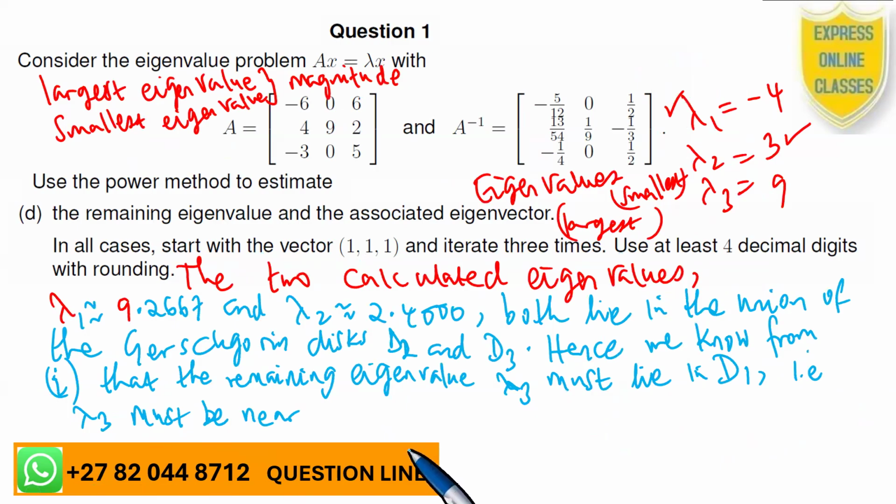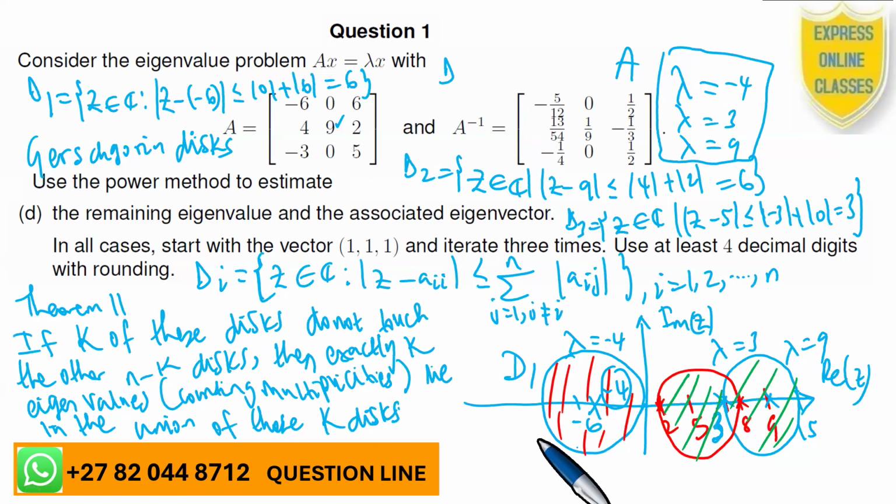And that is to say, lambda 3 must be near minus 6. Lambda 3 must be near minus 6. Okay, because why minus 6? Minus 6 is the center. So it must be close to minus 6, the center of these disks, or of the disk 1.